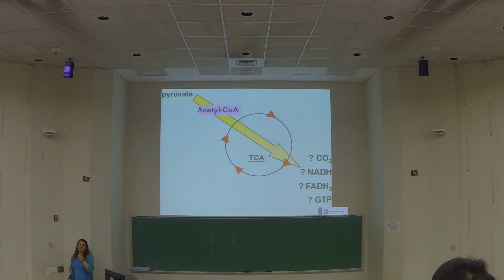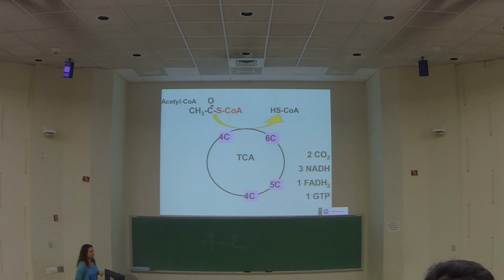How many NADH? 3 out of just the TCA cycle. How many FADH2? 1. How many GTP? 1. All right. What about if we were starting with the product of glycolysis? What would be the product of just TCA? Double that.